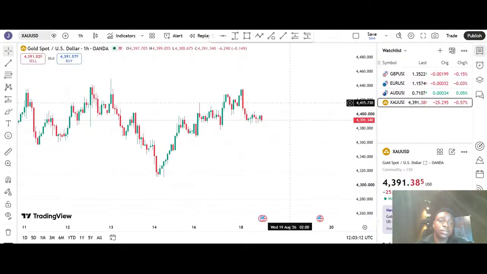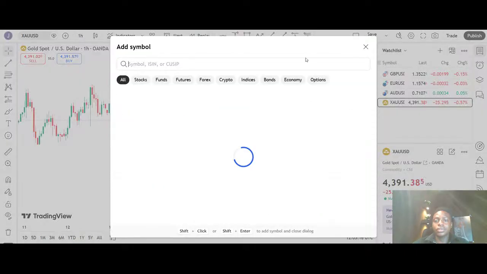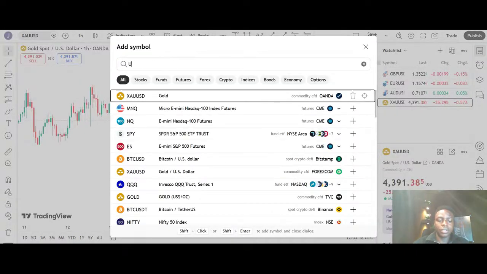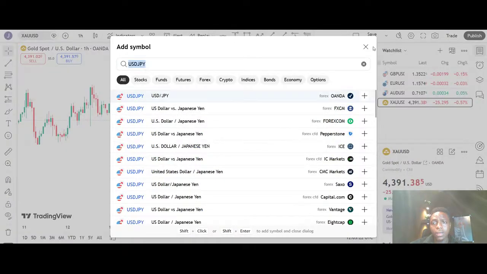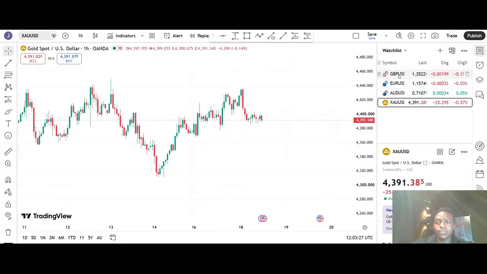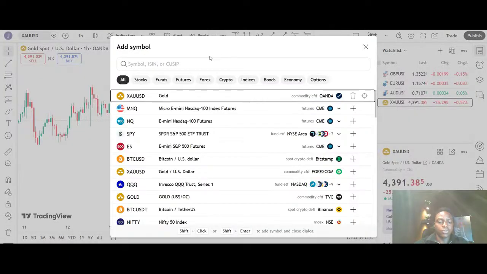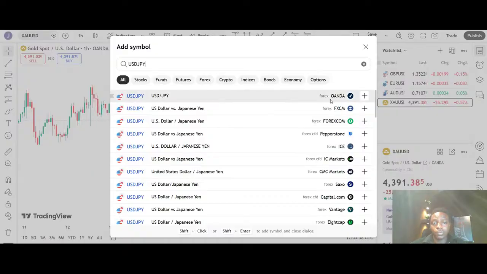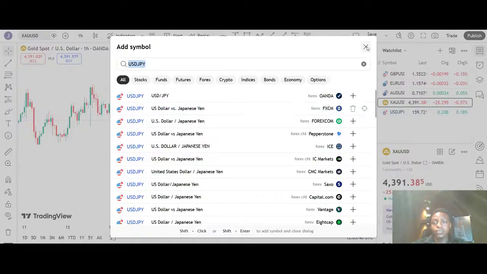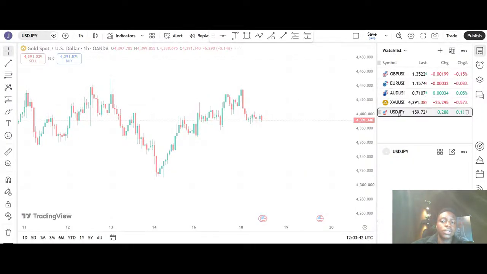We want to analyze some few pairs, right? So let me just analyze quickly USD JPY. Let's analyze USD JPY on our screen. All right, okay, it's added already.